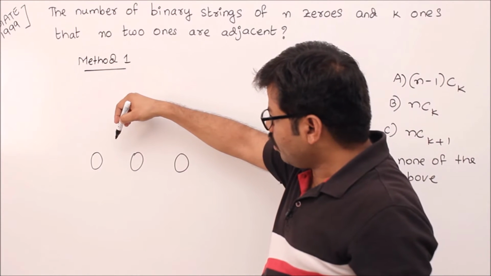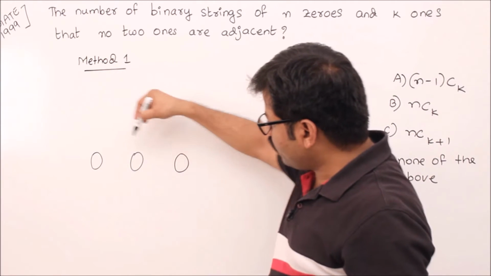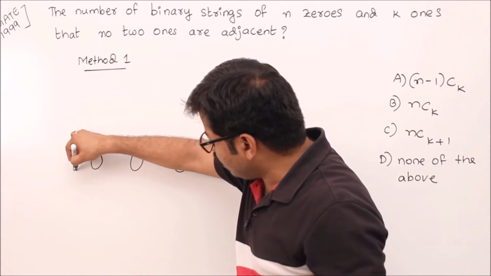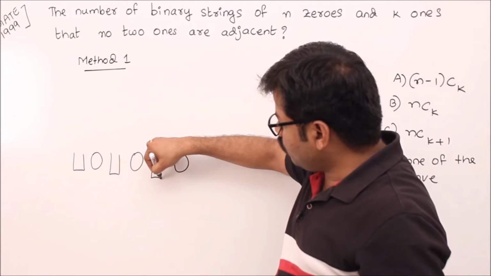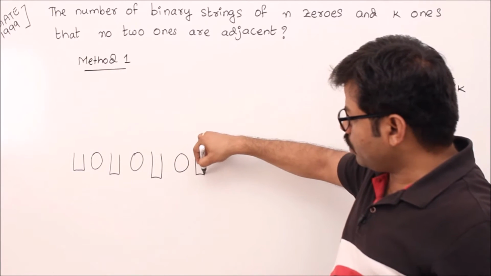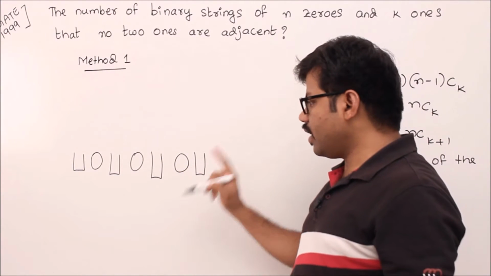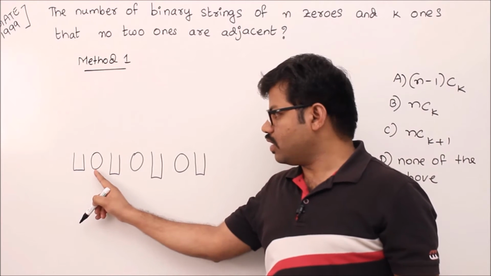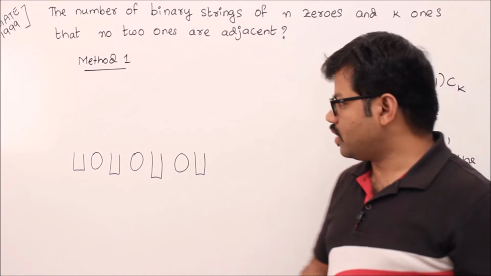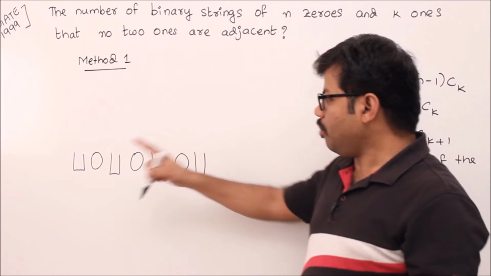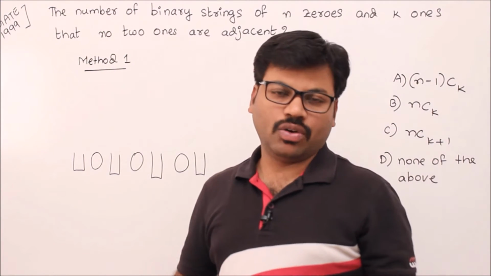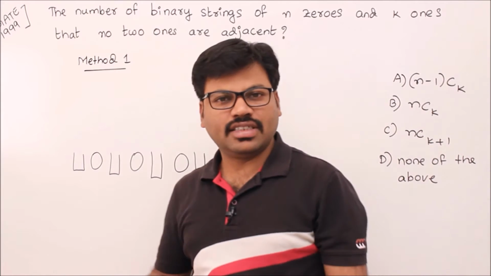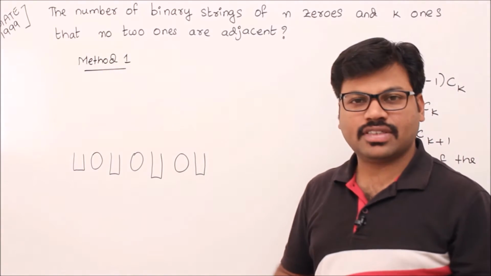In this method 1, what I do is I write the zeros. After that, I just imagine that there is a chair. It's a logical imagination. So we assume that there is a chair between every two zeros, and on the right side of the last zero there is a chair, and on the left side of the first zero there is a chair. Once you fix the chairs, if you keep ones only in the chairs, then at no time will you allow adjacent ones, isn't it? Now we are not allowing adjacent ones.